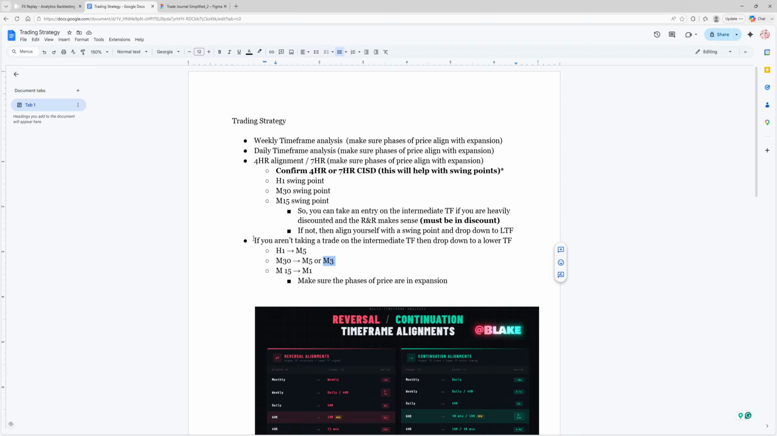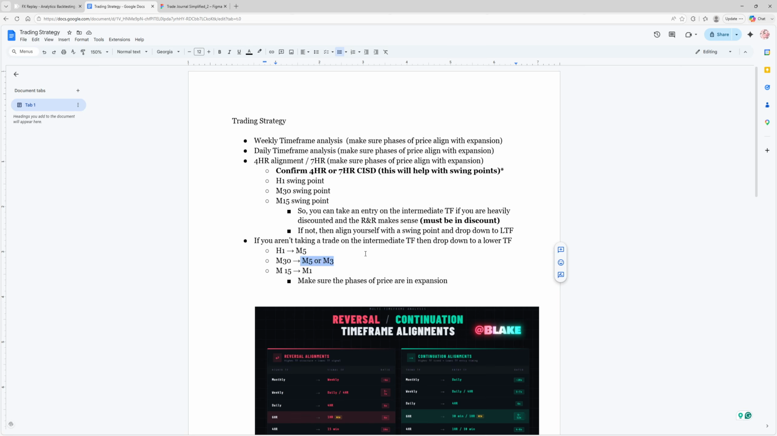Then this is the if-then kind of statement. If you aren't taking a trade on the intermediate time frame, then drop down to a lower time frame. So you still do need that intermediate swing point, but if you don't have enough space to the draw on liquidity, then you could drop down to the M5 or M3 or M1. And you're probably like, okay, we have this intermediate time frame swing point, why don't I just drop down to the lower time frame and get like max 6R?